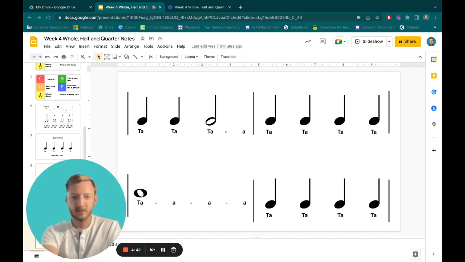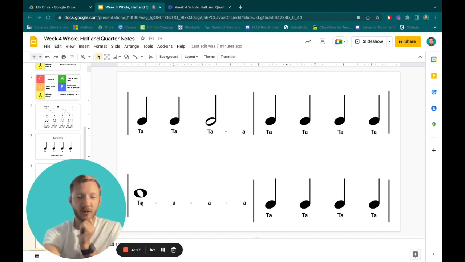1, 2, ready, say ta, ta, ta, ta, ta, ta, ta. And make sure you're tapping your foot or tapping your lap with your hand to keep the beat. Try it again. Here's our beat. 1, 2, this is our beat. Go ta, ta, ta, ta, ta, ta, ta.